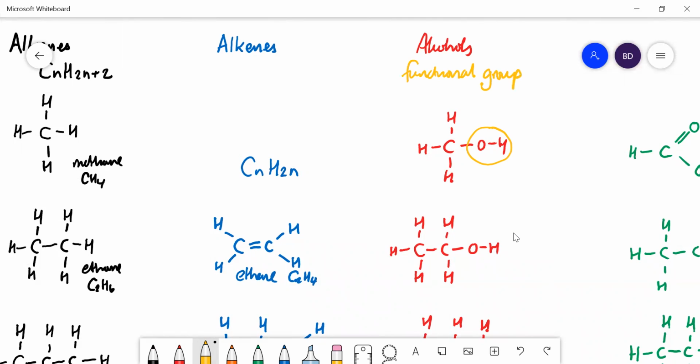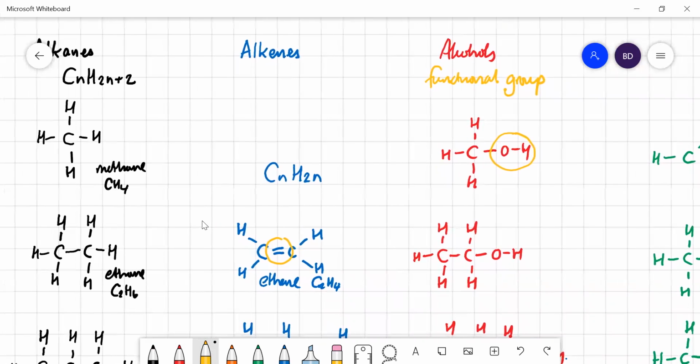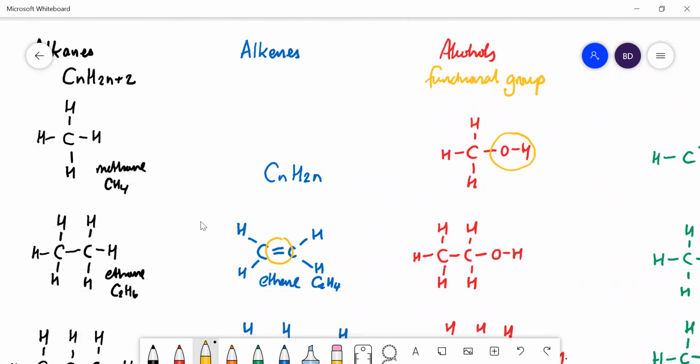And the functional group, obviously, in alkenes is the carbon-carbon double bond. And alkanes, well, they don't actually have a functional group. It's just that carbon hydrogen skeleton. Okay, so anyway, the functional group is going to be the OH, which you find in every single alcohol. Now this one here is called methanol.